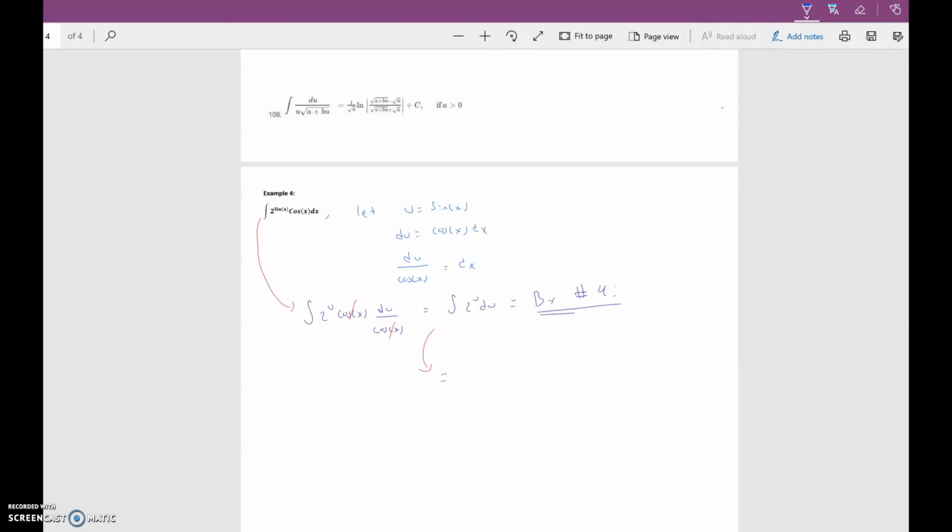We're going to end up with 2 to the u, or 2 to the sine of x, over, in this case, the ln of 2, plus the constant c. That's formula 4: 2 to the u over ln of 2, plus c. So this is our final answer for this one. It's a little bit tricky because it requires that substitution before we do anything else.